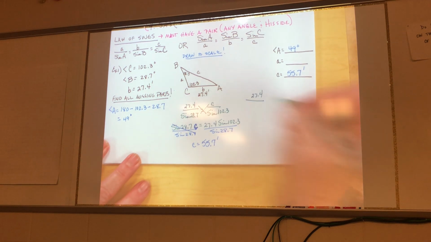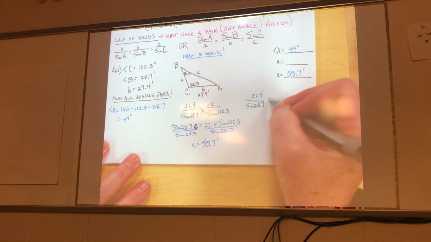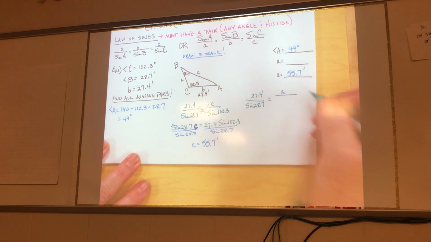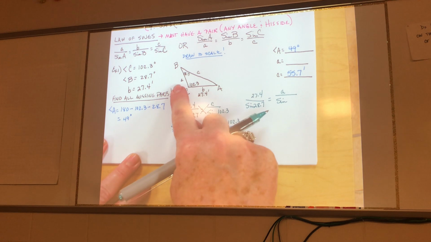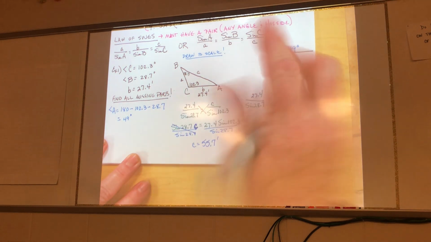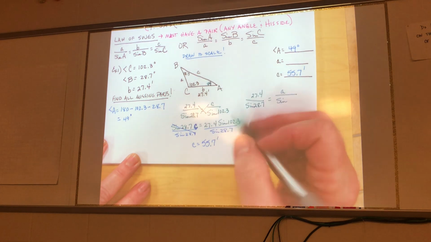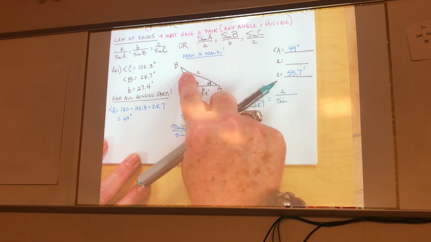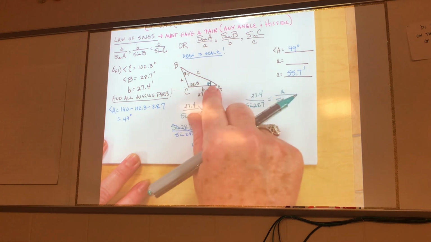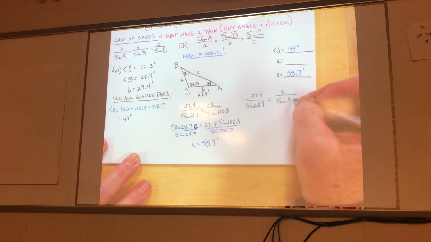27.4 over sine of 28.7, equals A over sine of 49. Okay, so this is what he did. He said this side is to the sine of its angle as this side is to the sine of its angle, and we found it, we just didn't write it in there. So the sine of 49.